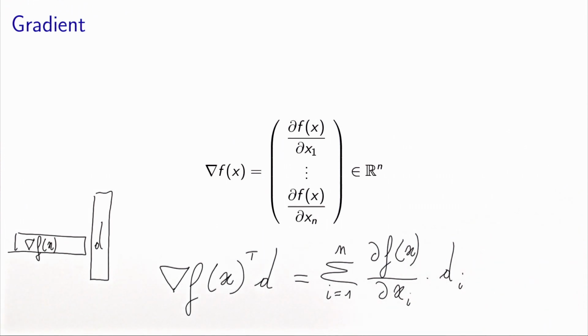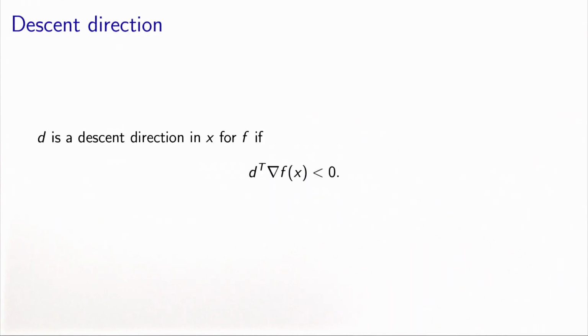This will give us very important information about the function. Indeed, if the derivative is positive, it means that the function is increasing along d. And if the directional derivative is negative, it means that the function is decreasing along d. So we characterize this by identifying a descent direction. A descent direction is defined as a direction such that the directional derivative is negative. It means that if you follow the direction d starting from x, well, the function will decrease, at least a little bit.